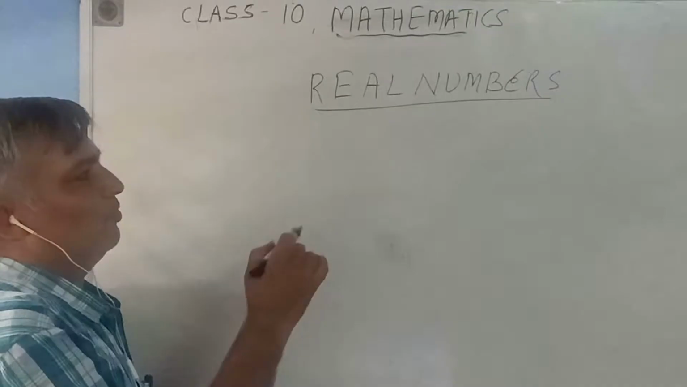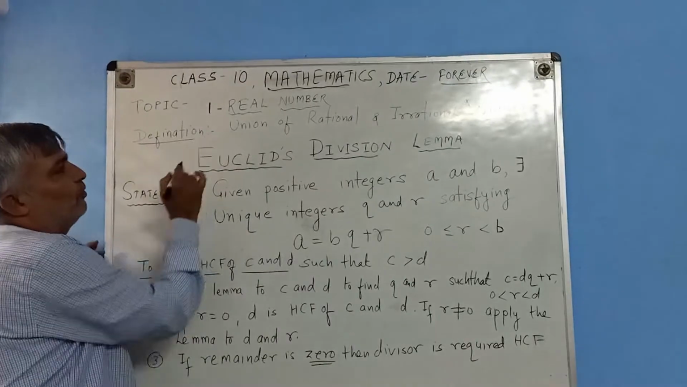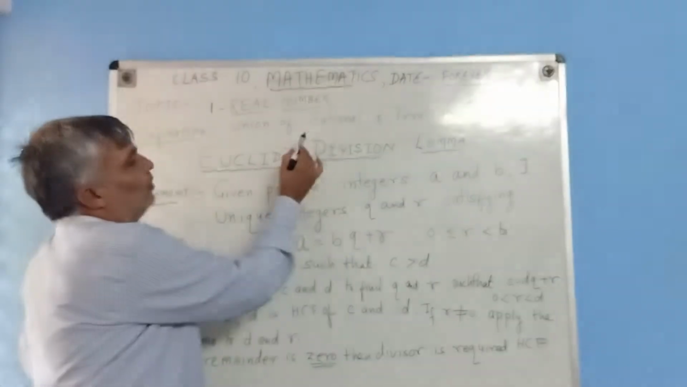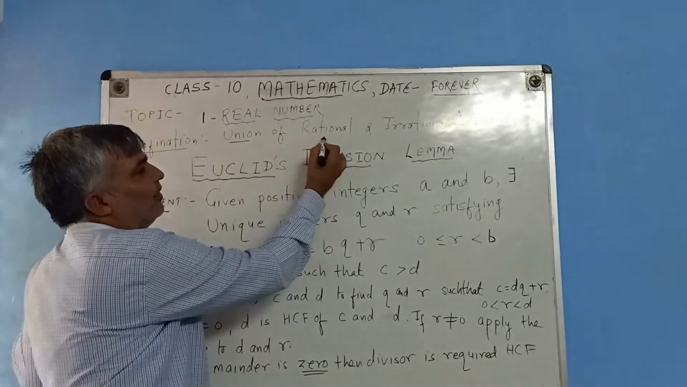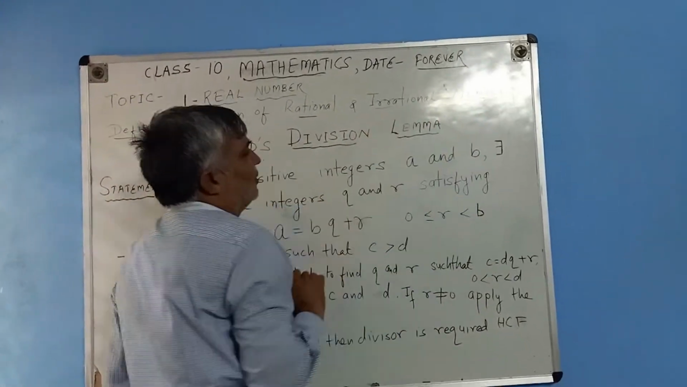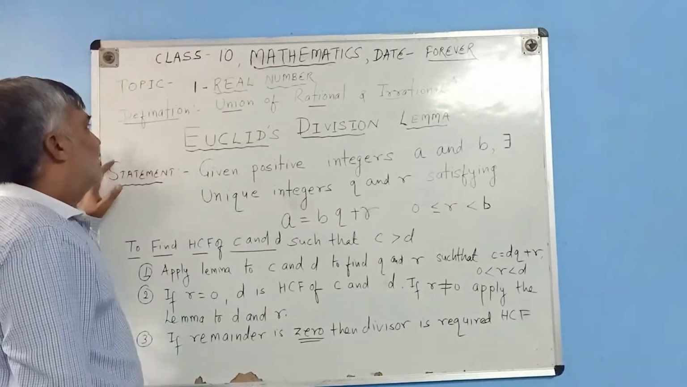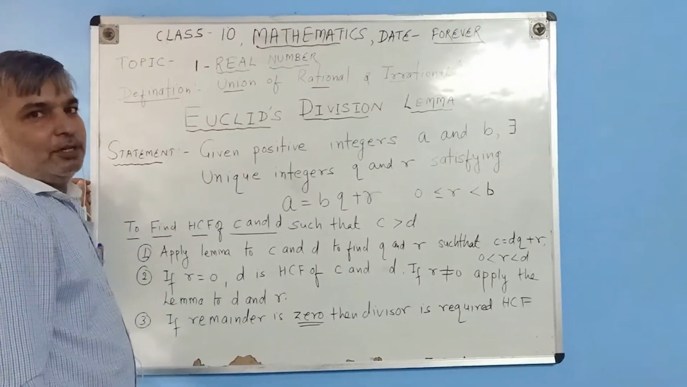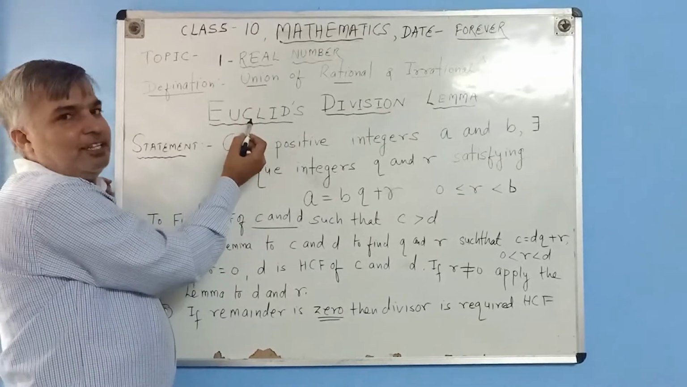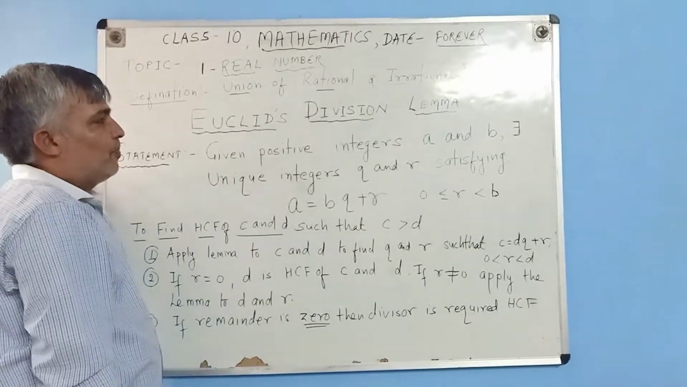Students, today we shall discuss the real numbers of class 10. The definition of a real number we know very well: the union of rational and irrational numbers is known as a real number. It means all the rational and irrational numbers together make the set of real numbers. Now in real numbers we shall discuss Euclid's division lemma.